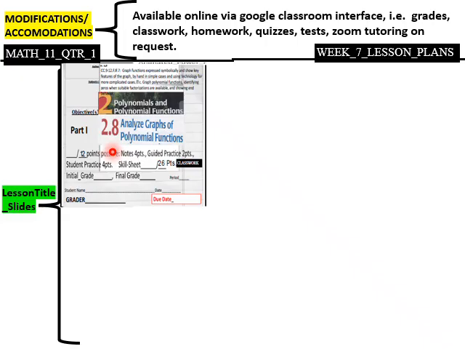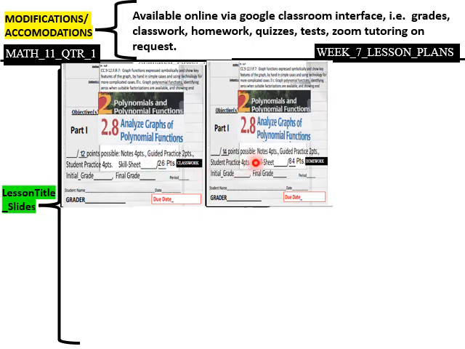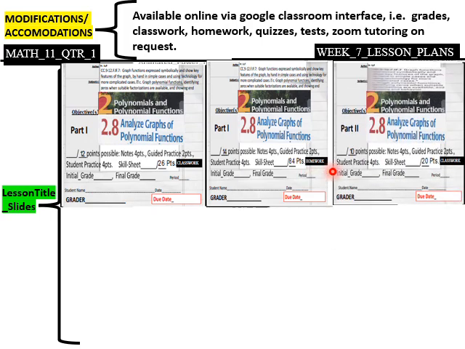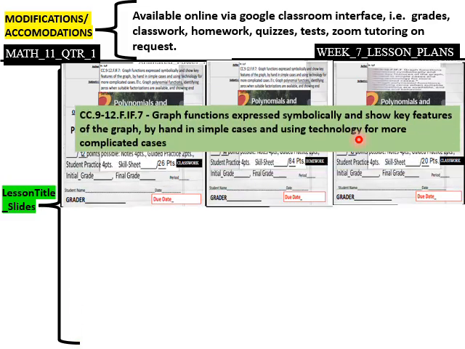And we start out here with 2.8, analyze graphs of polynomial functions. And the classwork part 1 for that is 26 points, 12 points of note-taking. Part 1 of homework will be 84 points, 14 points of note-taking for 2.8 homework part 1. And then 2.8 Part 2 classwork is 20 points, 10 points of note-taking. Analyze graphs of polynomial functions.